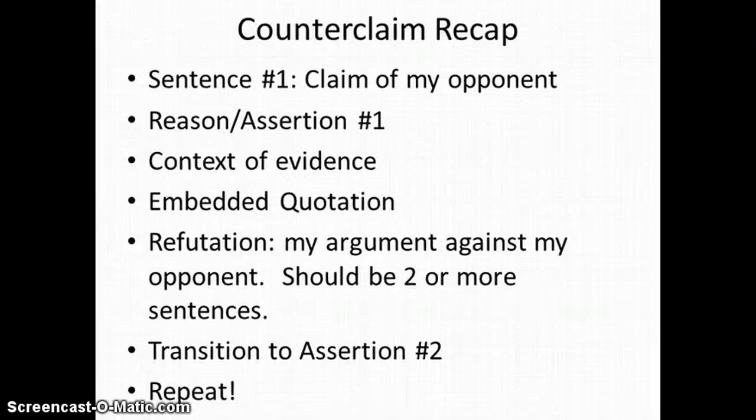Let's recap what is included in a counterclaim paragraph. You may want to pause the video in order to double-check what your checklist looks like. However, you don't have to rewrite your entire checklist. Just be sure you have the essential information to effectively write a counterclaim paragraph tomorrow.